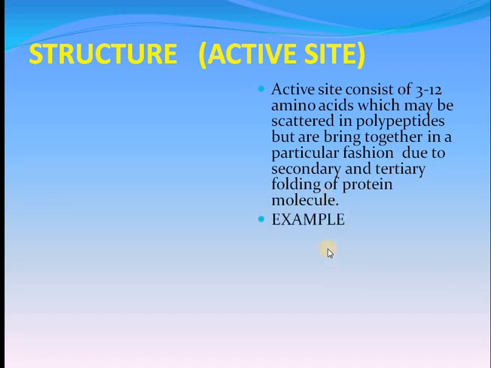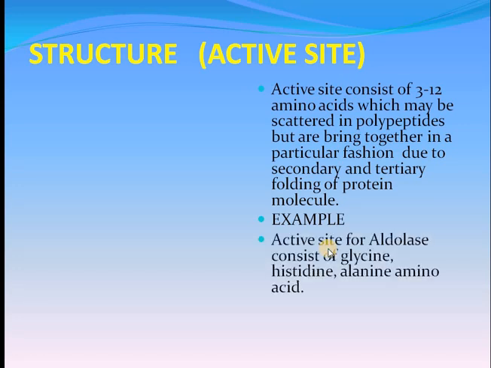Now what are the examples? The active site for aldolase. Aldolase is an enzyme, and examples of amino acids in its active site are glycine, histidine, and alanine.